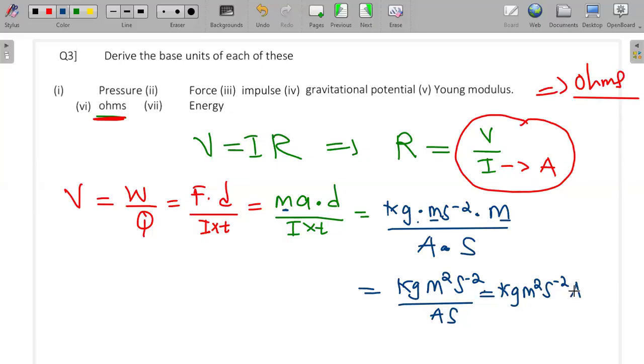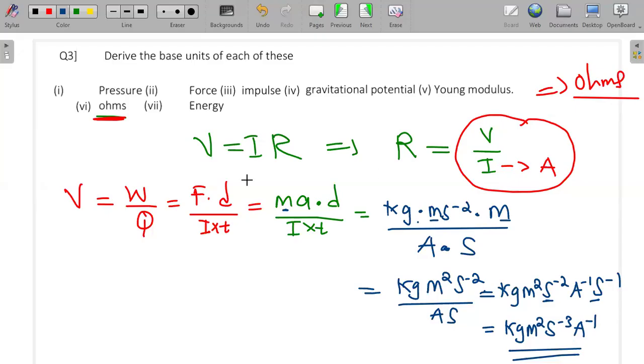So it will be A to the power minus 1 and then s to the power minus 1. So I have s which I can combine, so that will just be kg m squared. This s and this s will combine, so minus 2 plus minus 1, that will be s to the power minus 3 and then A to the power minus 1. Okay, so these ones here are the base units for the what?